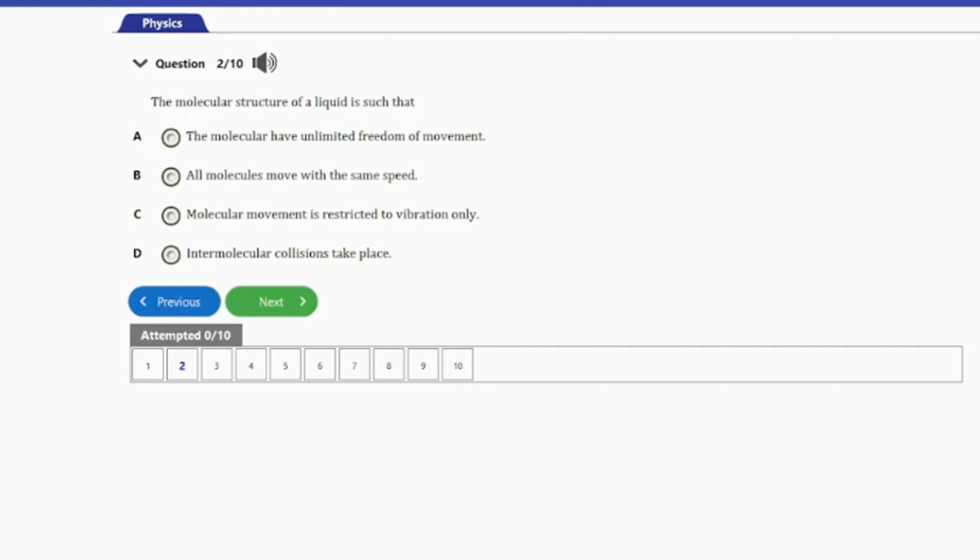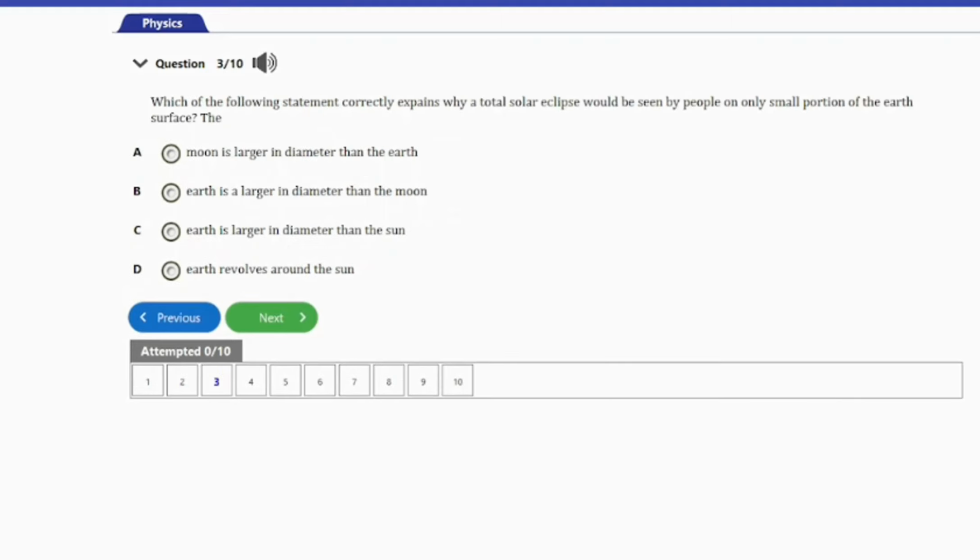Let's go ahead and consider the next question, guys. That's question number 3 here. It says, which of the following statements correctly explains why a total solar eclipse would be seen by people in only a small portion of the Earth's surface? A. The Moon is larger in diameter than the Earth. B. The Earth is larger in diameter than the Moon. C. The Earth is larger in diameter than the Sun. D. The Earth revolves around the Sun.